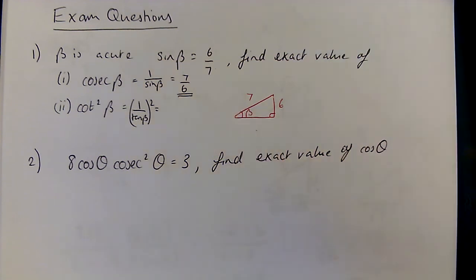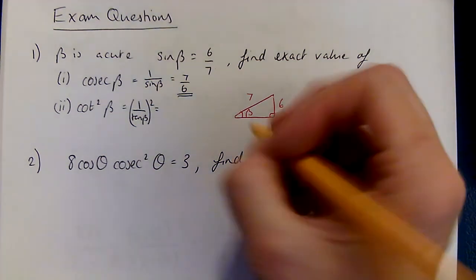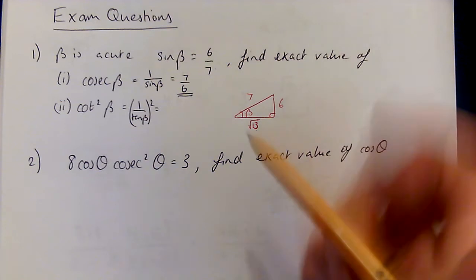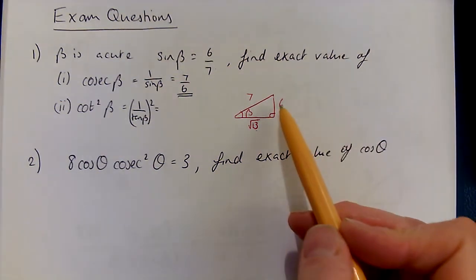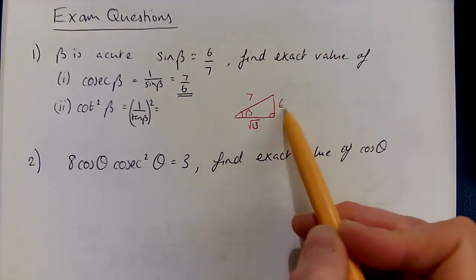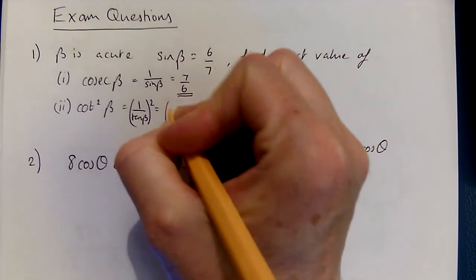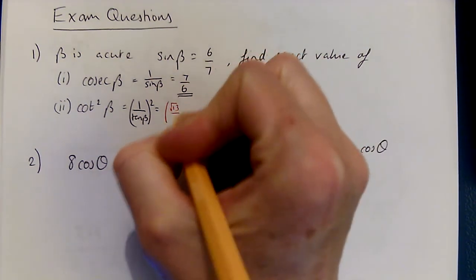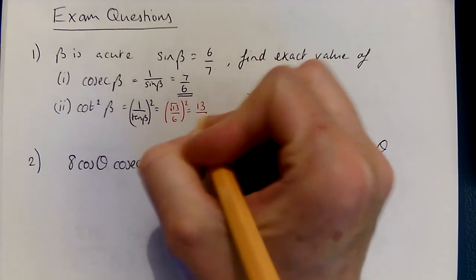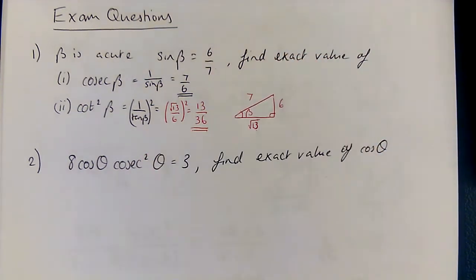So 49 take away 36. I'm going to just cheat and use my calculator. Gives us 13. So this must be the square root of 13. So tan would be 6 over root 13. So cot is going to be root 13 over 6. And then we want to square that, so we're going to get 13 over 36.